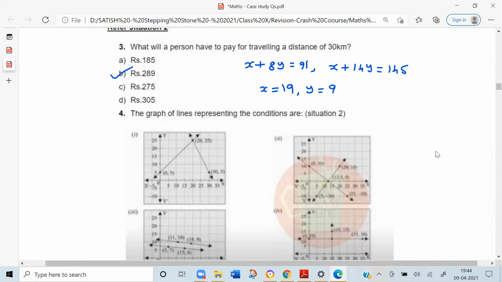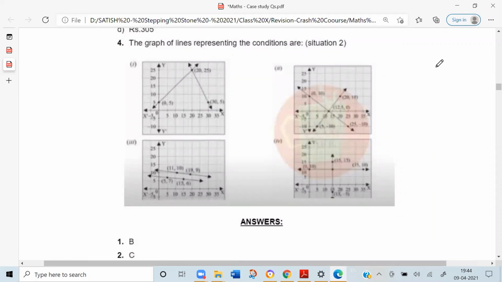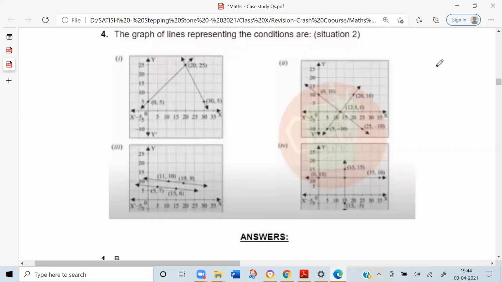Check one more question now. The graph of lines representing the condition are, remember, observe here, in the situation 2, whatever the equations are there, when you plot those equations, which graph is it coinciding with? Can you zoom it? Check.